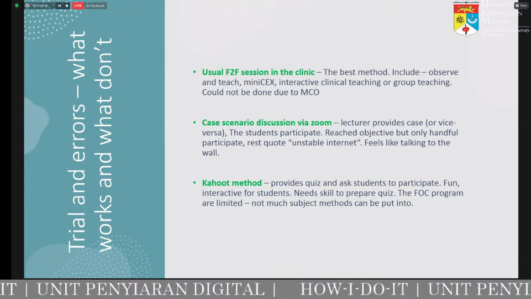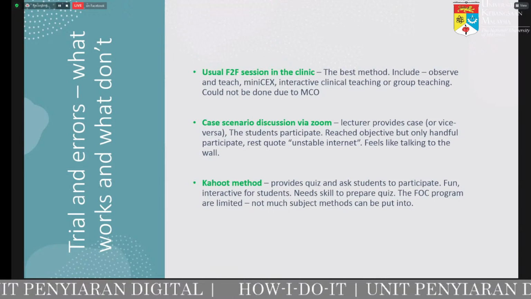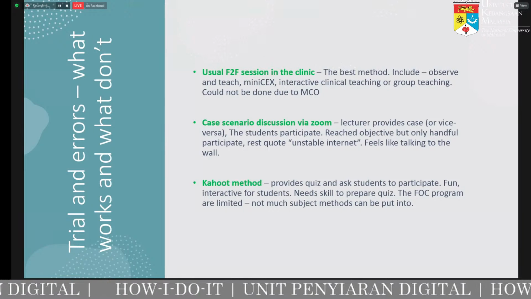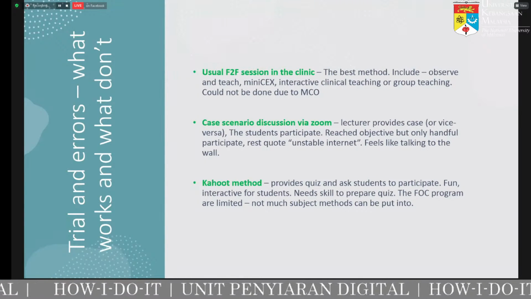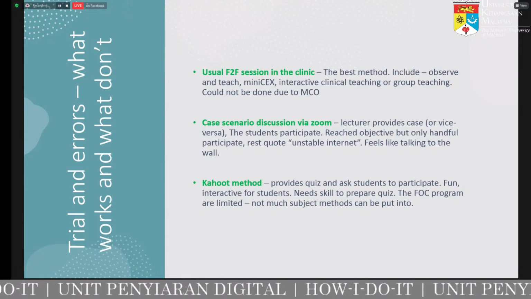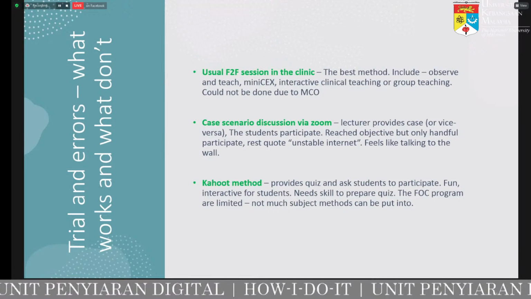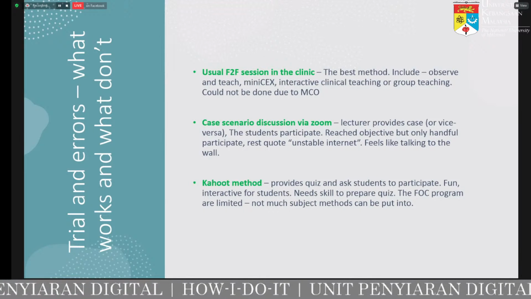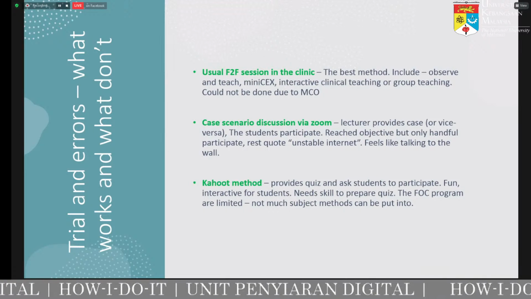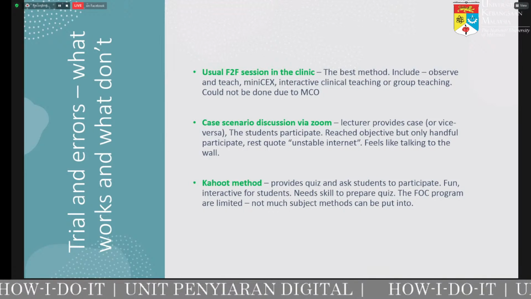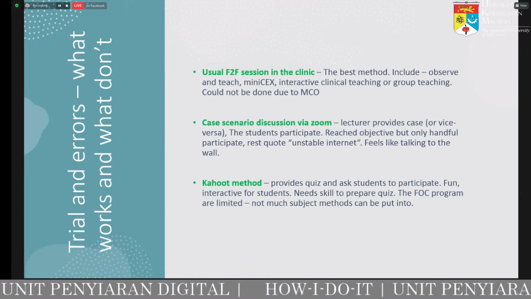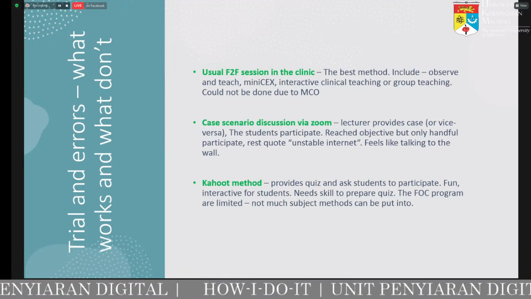I also tried the Kahoot method, providing a quiz and asking students to participate. It is a fun method. It's interactive for students. The students will try their best to beat each other. But the first thing is that it needs skills to prepare the quiz, and the free-of-charge programs are limited. Not many question types can be put in. Basically, you either choose one or rate, as in multiple choice. You cannot put in options. You cannot put subjective writing into that.